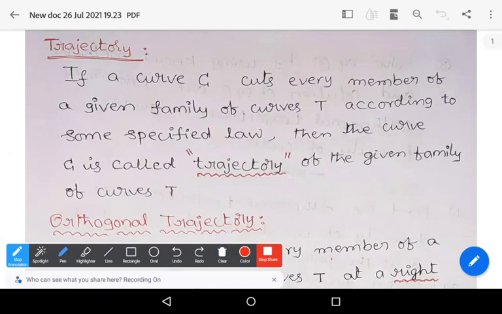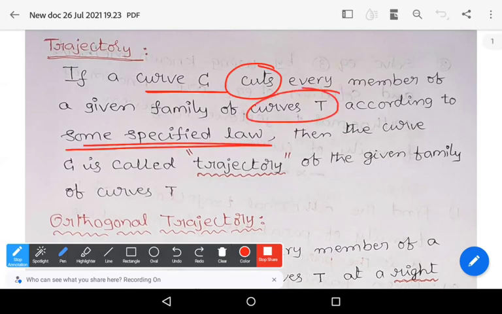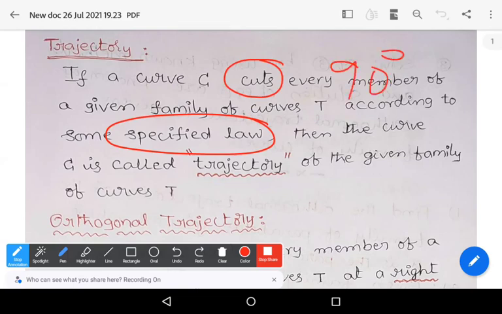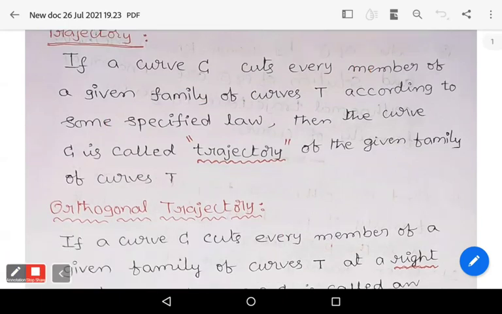Observe that there is a curve C. If the curve C cuts every member of the given family of curves according to some specified rule, according to a particular rule, then the curve C is called a trajectory. If that specified law is that it intersects every curve at right angle, at 90 degrees, then that is known as an orthogonal trajectory.